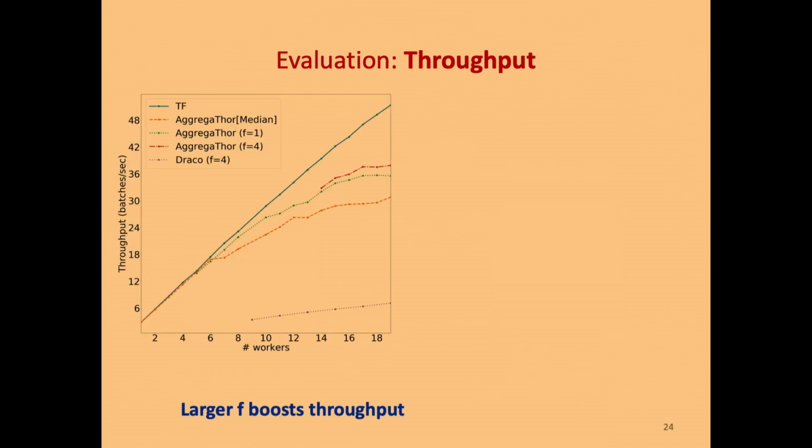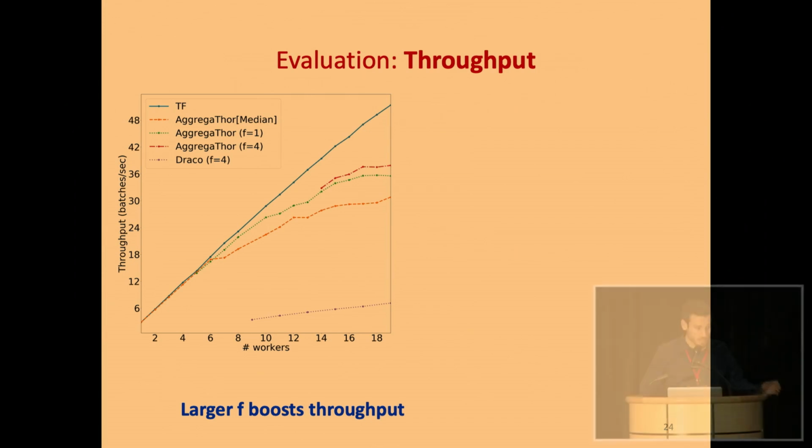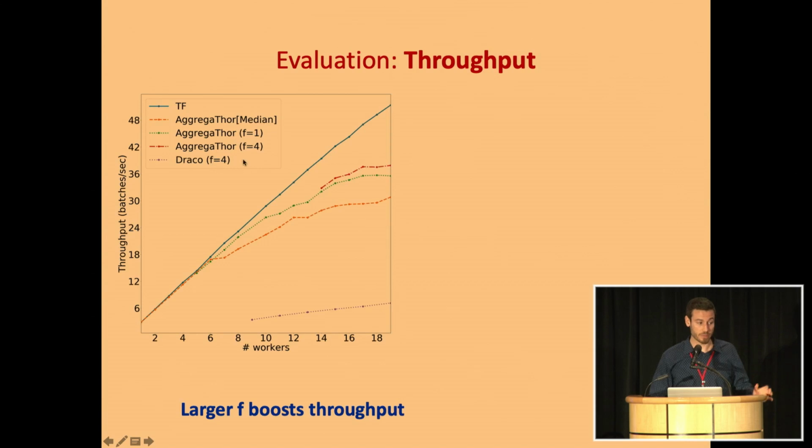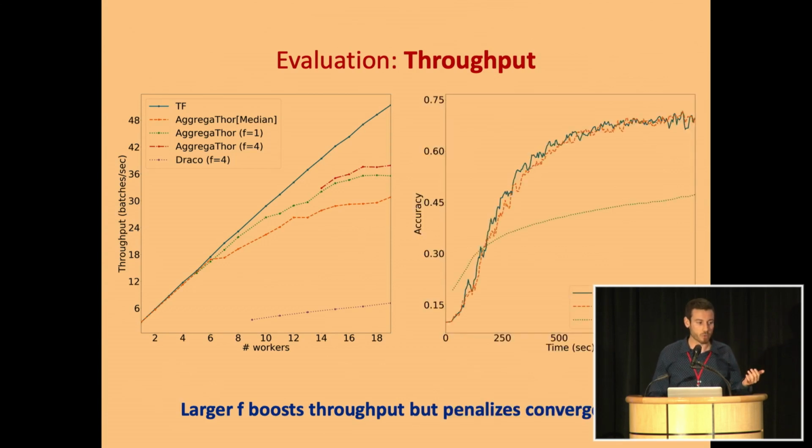I would like to show you some results regarding the throughput of our system. Again, the same story. We have the same curves here. We have throughput on the y-axis, which shows the number of updates we can do per second, and the number of workers on the x-axis. One thing I would like to point out, which might appear counterintuitive at first glance, is that this red curve here, which is AggregaThor with f equals 4, is above the green curve, which is with f equals 1. So in a sense, if we are more pessimistic about our system, we are able to have more updates per second, so we are faster. The catch here is that we are actually not faster.